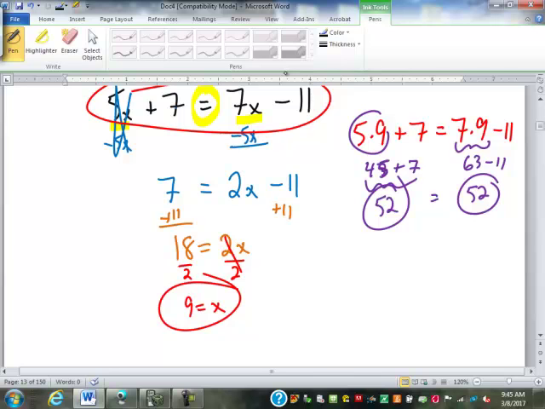Any questions? Okay. There are going to be word problems.